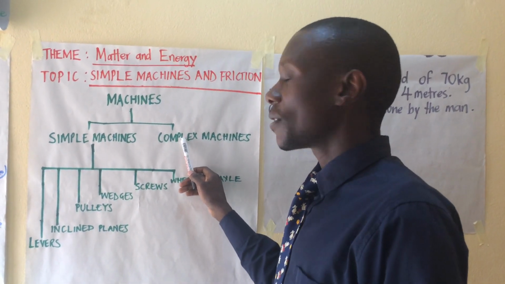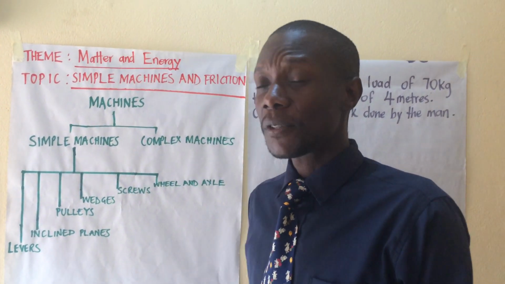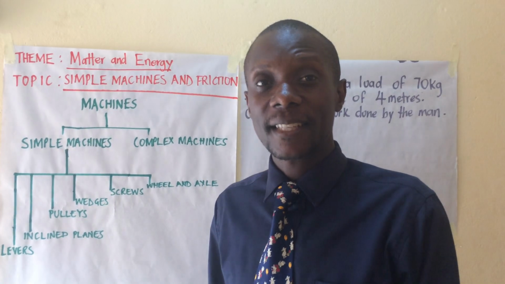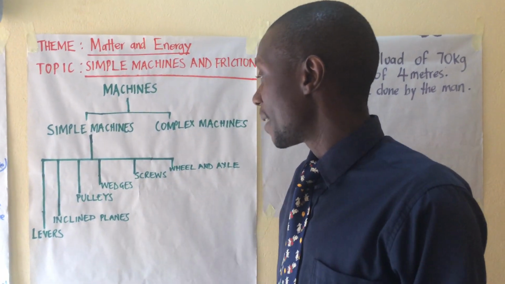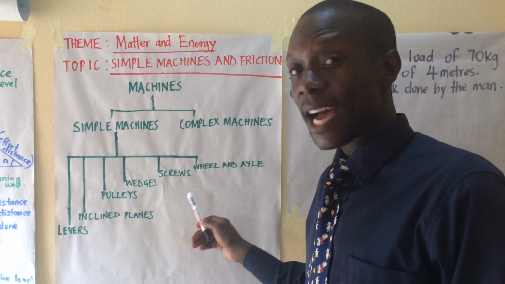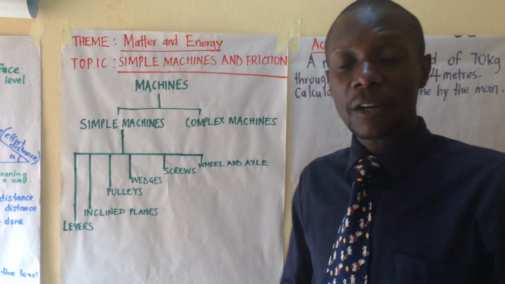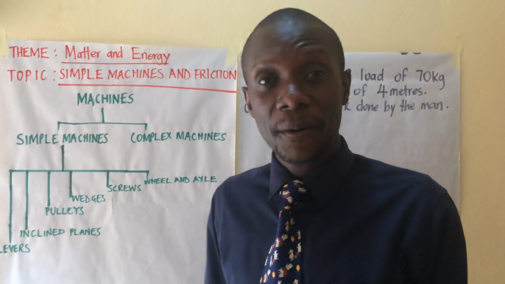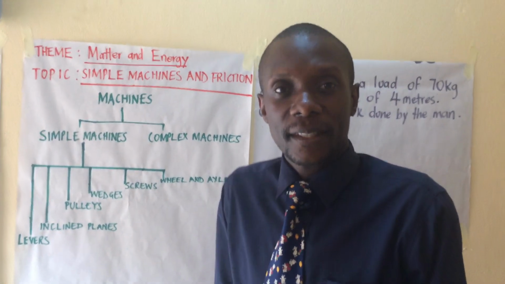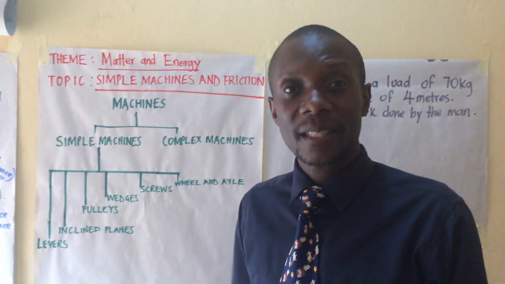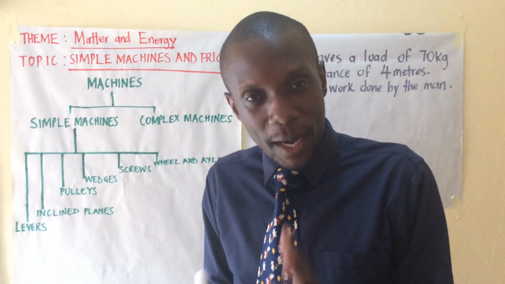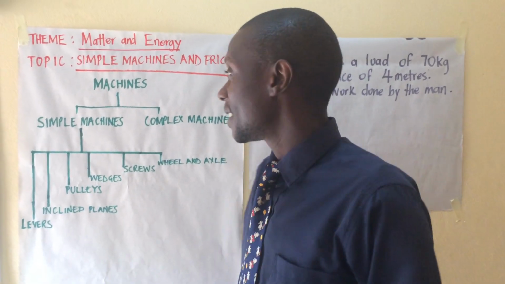Then let's look at examples of complex machines. Examples of complex machines are, for example, a car or vehicles. Vehicles are complex machines because vehicles have a lot of levers on them. They have some planes on them. They have screws on them. They have a lot of wheel and axle on them. So vehicles are complex machines. A bicycle, a motorcycle, a sewing machine is a complex machine. A computer is a complex machine. An aeroplane is a complex machine. So those that are made of many components and require training to use are called complex machines.